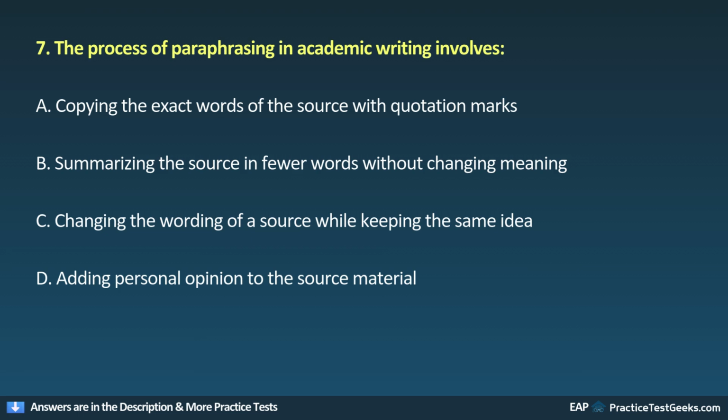7. The process of paraphrasing in academic writing involves A. Copying the exact words of the source with quotation marks. B. Summarizing the source in fewer words without changing meaning. C. Changing the wording of a source while keeping the same idea. D. Adding personal opinion to the source material.